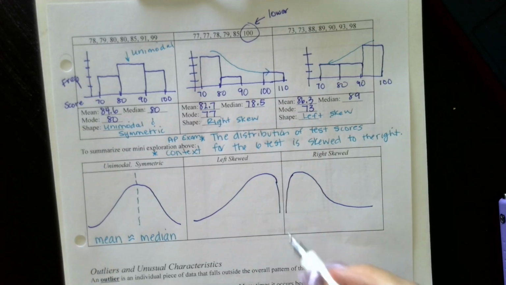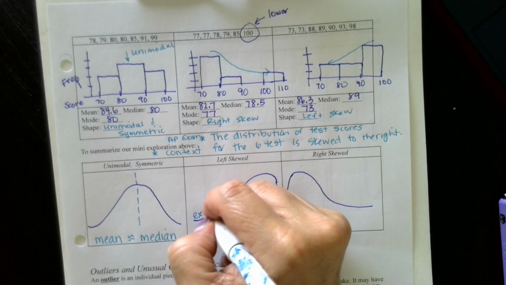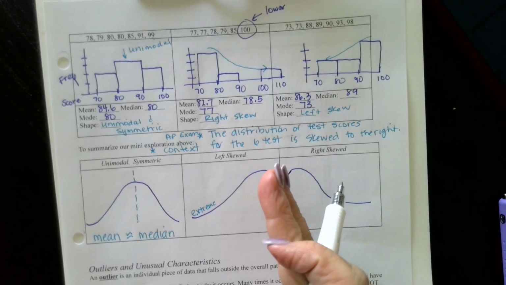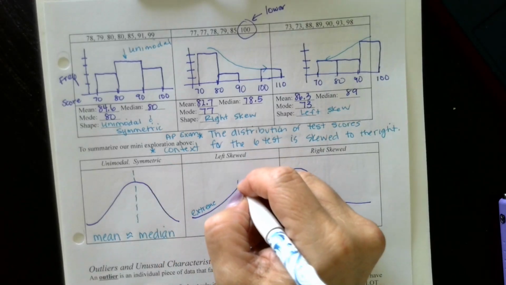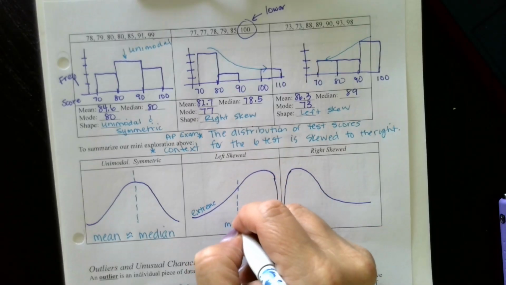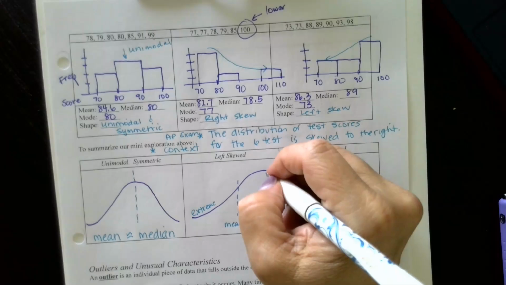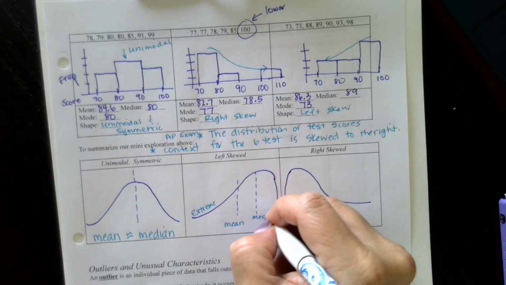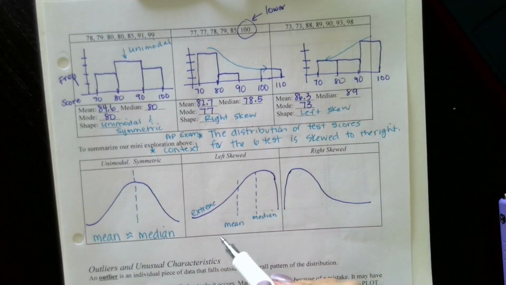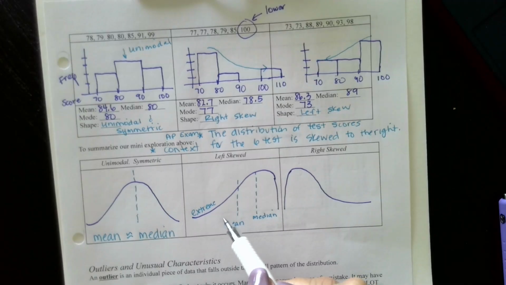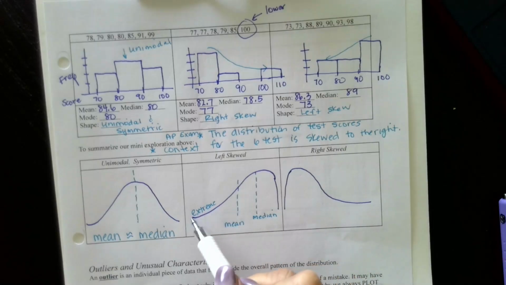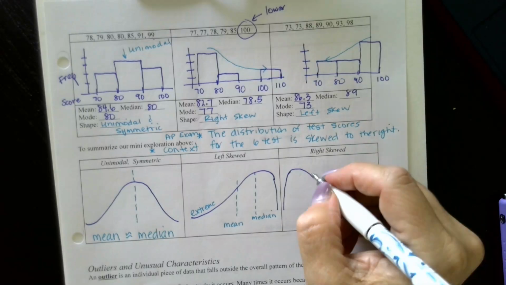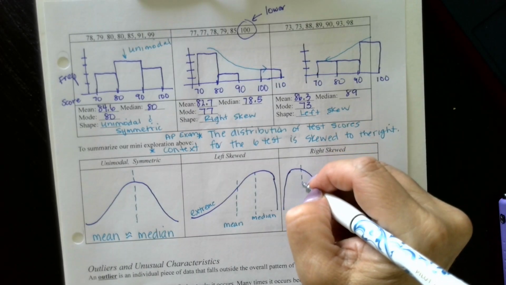When I have something that looks like this, my extreme values are down here. If you remember what we did earlier, if we had an extreme value, that is going to lower our mean. So the mean tends to be here, and the median tends to be here. Think back on that test score, when we took that 0 test score out. When we put it in, it lowers our mean. Here is where my extreme values are for this one, so my median is going to be here.